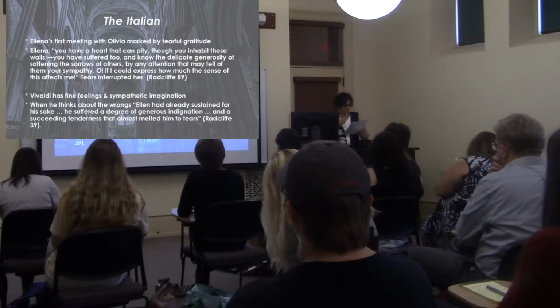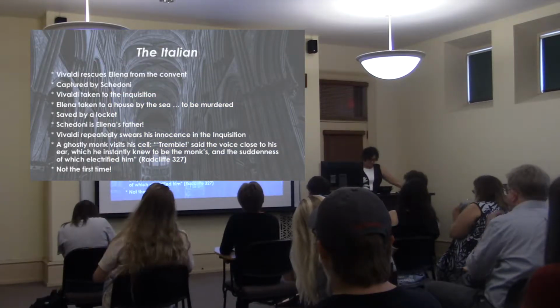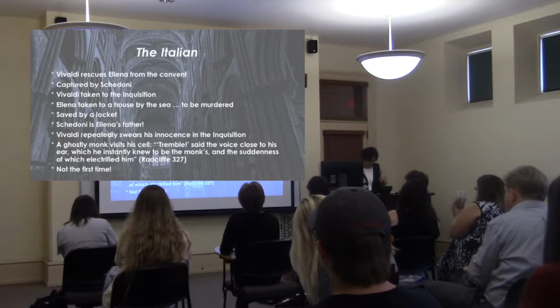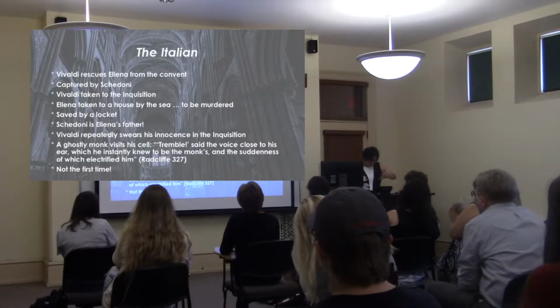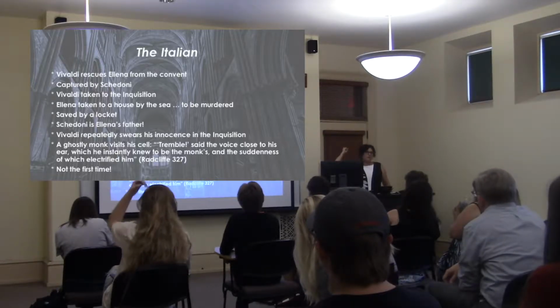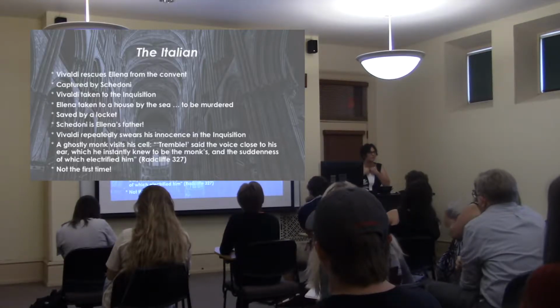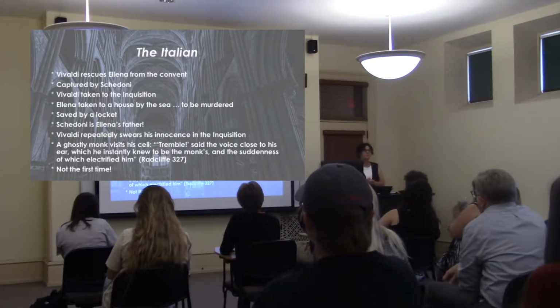Not quite so naive. So eventually, Vivaldi rescues Elena from the convent, of course, right? But on their flight back to Naples, they're intercepted by Schedoni and his evil henchman. Vivaldi gets hauled off to the Inquisition. Elena is taken to a forsaken seaside house where she is to be murdered. And as Schedoni is about to plunge the dagger into sleeping Elena's chest, he's arrested by a locket around her neck because it contains a picture of him. It seems that she's a daughter whom he believed to be dead.